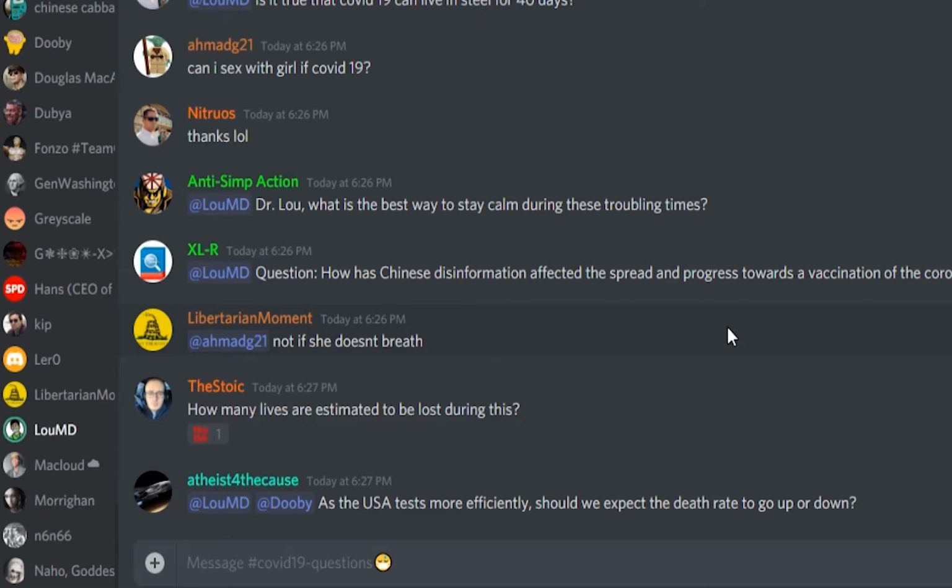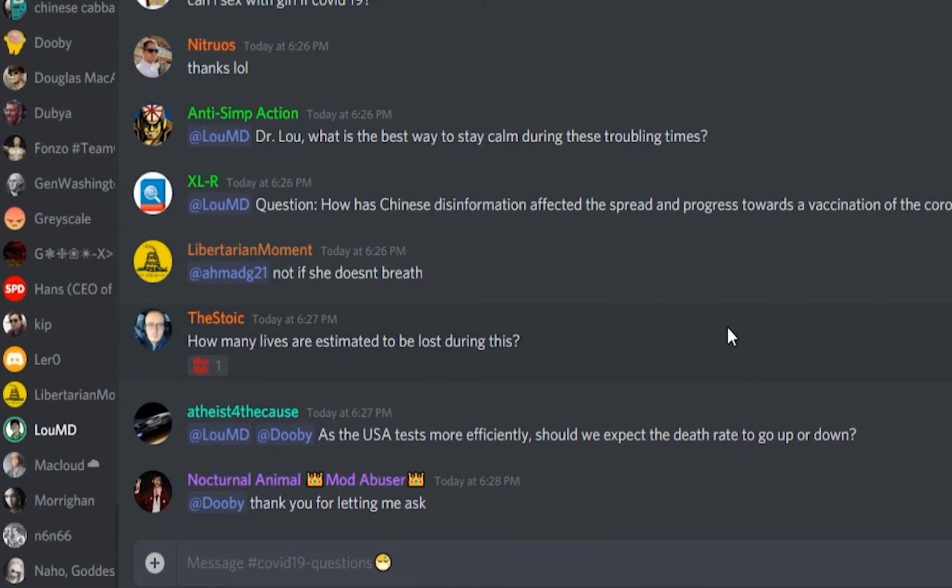As the USA tests more efficiently, should we expect the death rate to go up or down? I really don't know how that would change the data. Sorry, guys. I know I say I don't know, but I'm never afraid to say it. I'd rather be straight up and tell you I don't know the answer than feed you some bullshit, because this is an important situation for a lot of people, especially those whose friends and family are at risk of being infected.